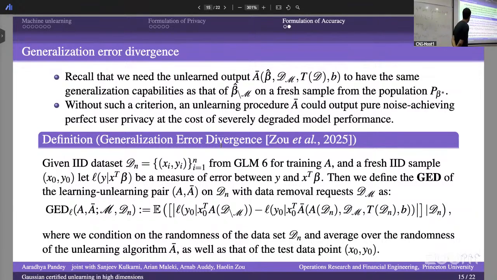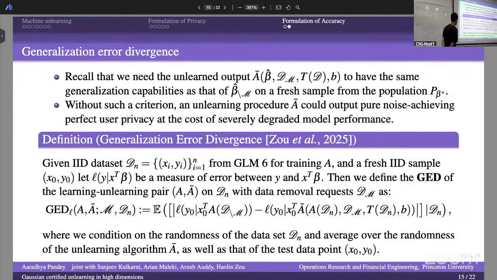It says the following: I really want that whatever my unlearning procedure is, it should have the same generalization error as the ideally unlearned procedure. Here also you can put A bar, beta hat slash M, comma B, phi, and so on. But let's say this is the definition that they proposed, and this is what we are going to work with.